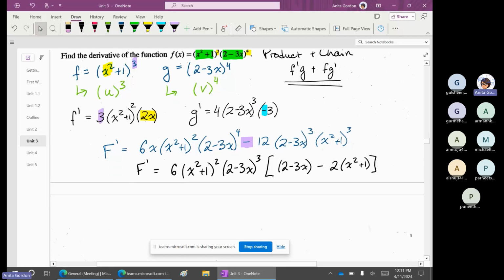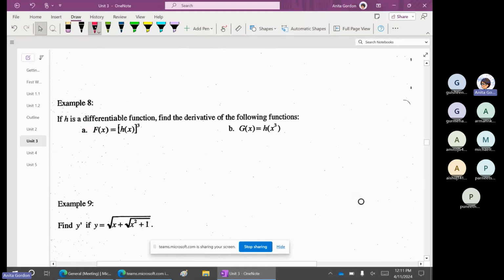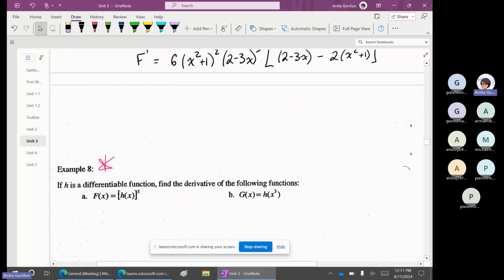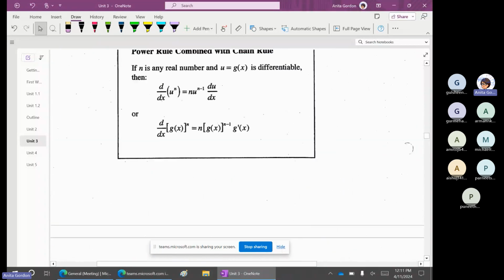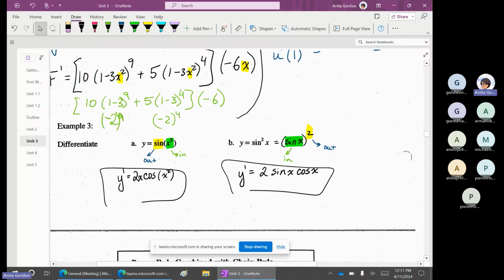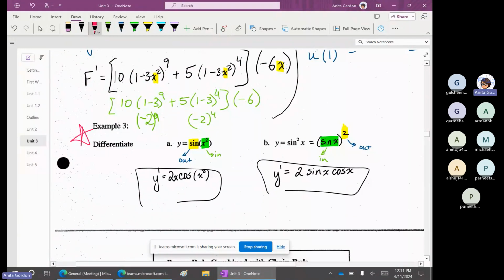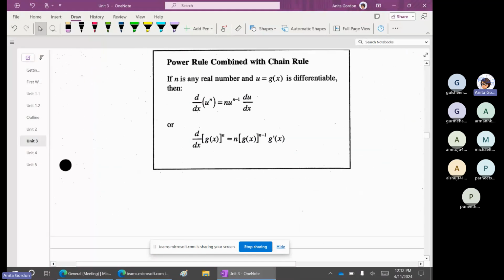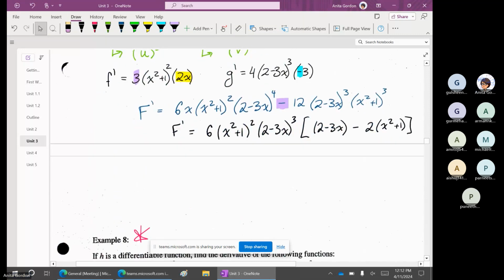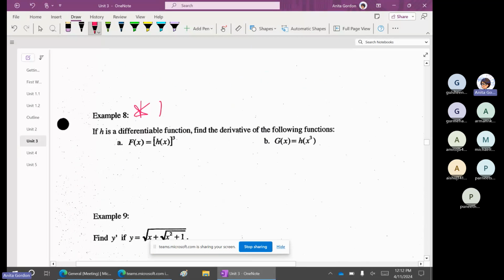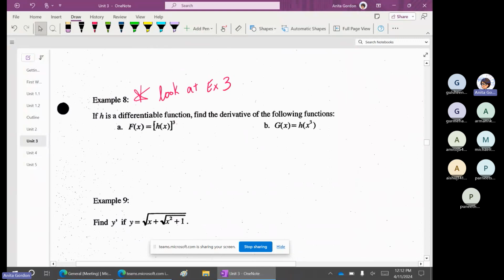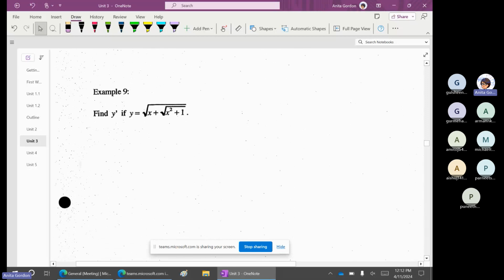Okay, I'm going to skip over to this is a conceptual question that if you understood how to do example, the one with the sign, where's our sign? If you understood example 3, then example 8 is exactly the same. It's just giving you a generic function. Okay, so look at example 3. I will post the full answer key for all these examples a little bit later on. I just want to make sure that we're doing the harder ones together.